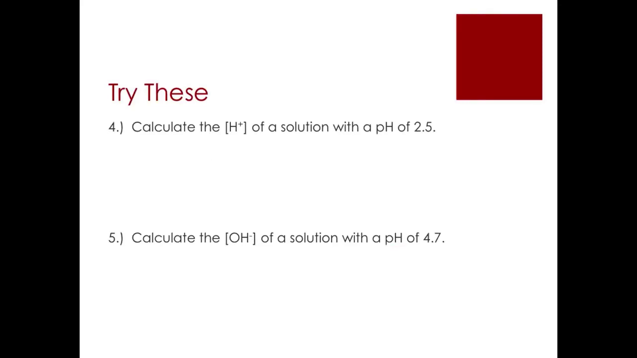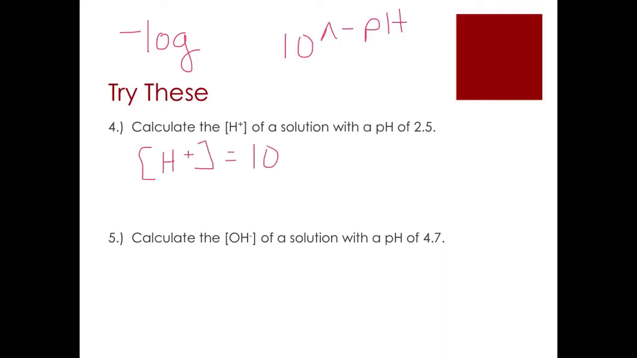We can also calculate H plus and OH minus concentration from pH. Here we need to do the opposite of taking the negative log. The inverse operation of negative log is 10 to the negative, or 10 to the negative pH in these cases. So to calculate the H plus concentration in number 4, we're going to take 10 to the negative 2.5, which gives us 3.2 times 10 to the negative third molar H plus.